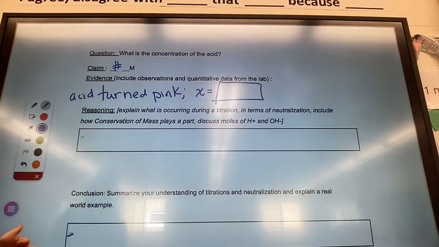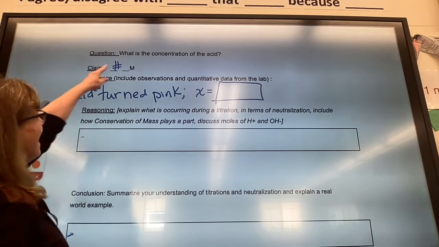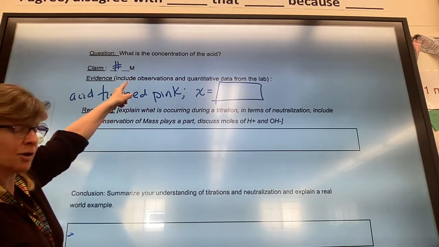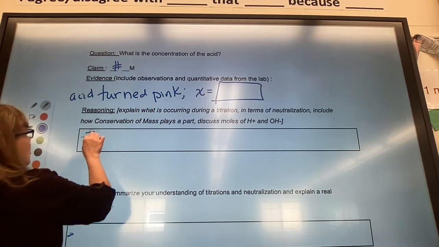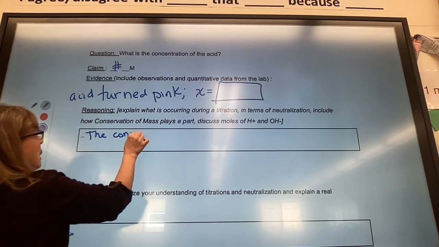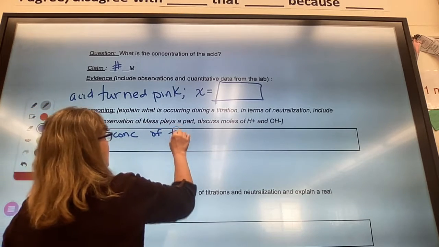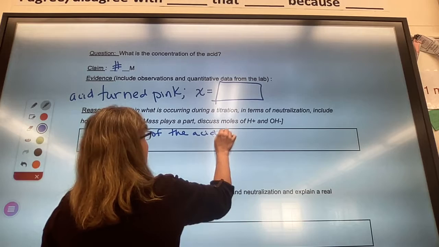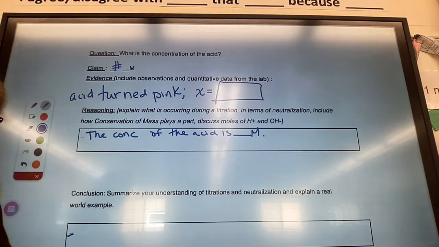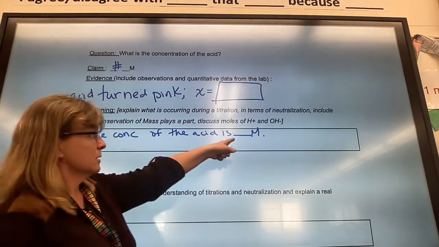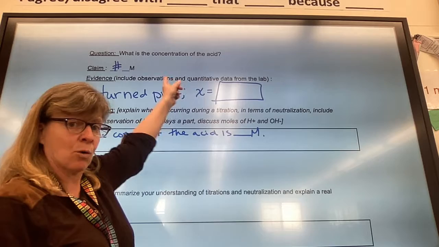Here we go. So we always start off our reasoning with restating the claim in a sentence form. I go back to my question and use it as a sentence starter. So what is the concentration of the acid? The concentration, I'm abbreviating, you will write out the whole word, of the acid is, and don't forget units. Everybody's going to be different, so I don't know your number. Again, this is not the molarity of the base. This is the molarity of the acid, because that's the question being asked.